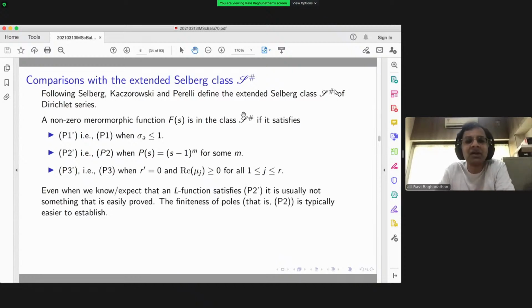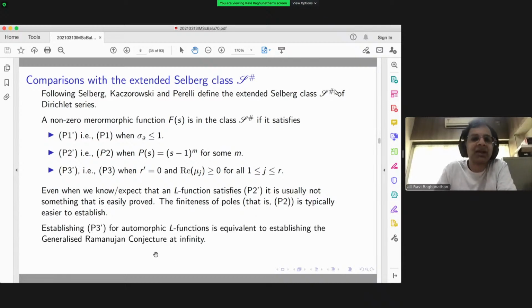So two things. Very often, we are given an L function, even when we know or expect that the L function satisfies P2 prime, that is the stronger condition, that it has a pole only at s equals 1. It is usually not something that is easily proved. Meromorphic continuation with a finite number of poles to all of C is typically not so hard to establish, not so easy, but not so hard. So P2 is not too hard to establish. There are standard methods, like the Langlands-Shahidi method, etc., which do this. But determining the exact location of the poles and saying that there are no poles other than at s equals 1, that is much harder. Sometimes one cannot do it, and one expects maybe that one can do it, and one simply cannot do it. But even when one can do it, it's usually a lot of hard work. People work very hard to prove this.